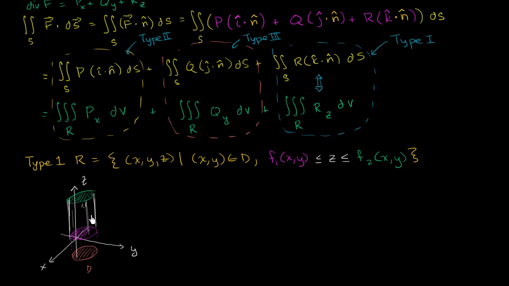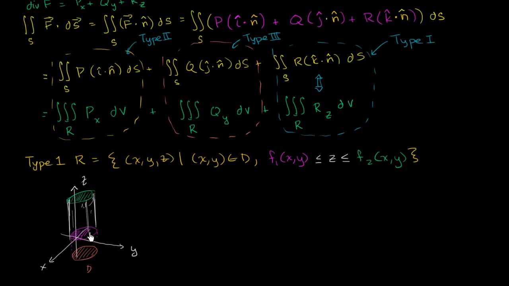And this is the way I drew it. It looks like a cylinder, but it doesn't have to be a cylinder like this. And these two surfaces might touch each other, in which case there would be no side of the cylinder. They could be smooth, they could be lumpier than this, they might be inclined in some way. But hopefully this is a good generalization of a type 1 region.